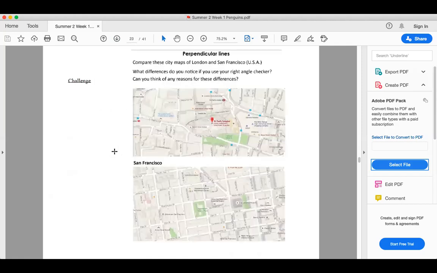Here we have a challenge. So looking at some maps. So we have a map of London and San Francisco. What differences do you see with right angles? Can you think of why maybe some lines are perpendicular, why some are parallel?